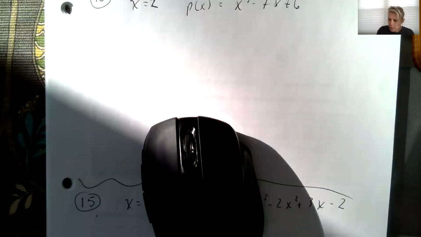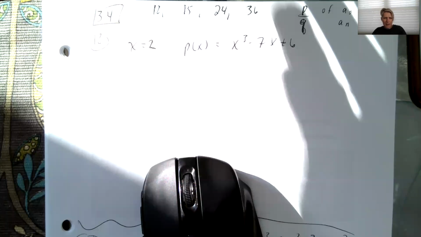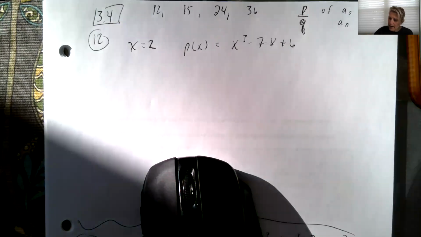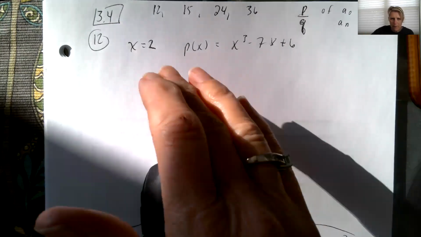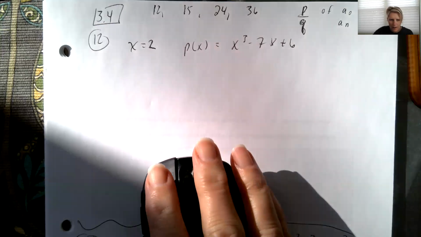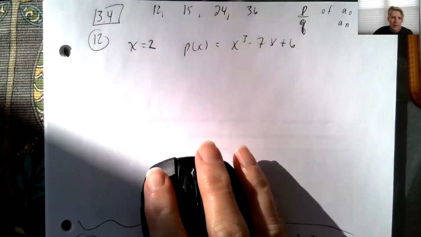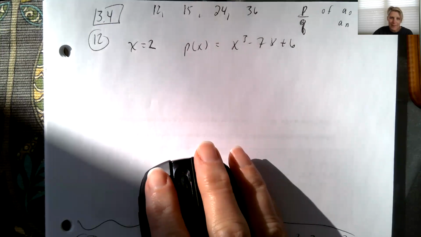Welcome back for lesson 3.4. So we are going to extend our learning on polynomials just a little bit further. And we're going to learn some tricks of the trade to be able to find our zeros and to be able to factor a polynomial completely. So it's pretty exciting.